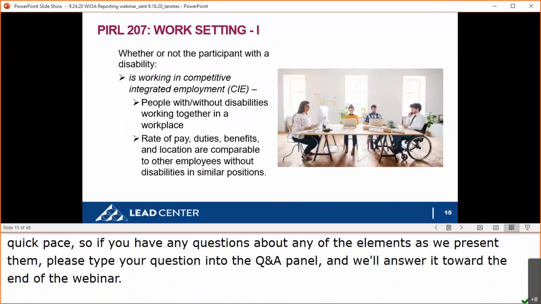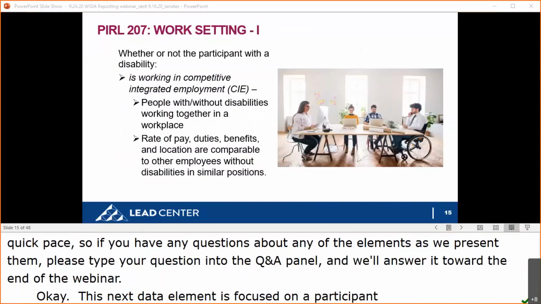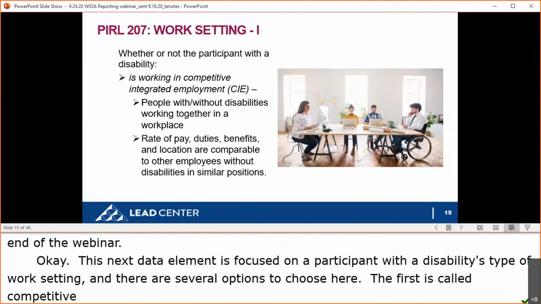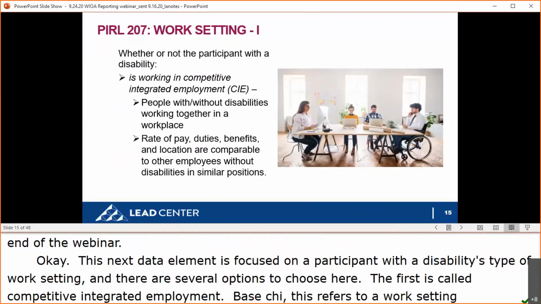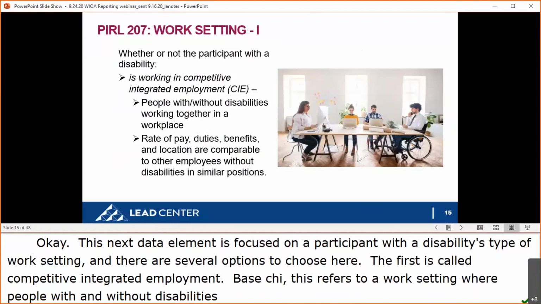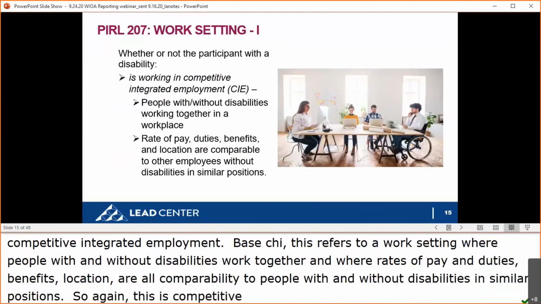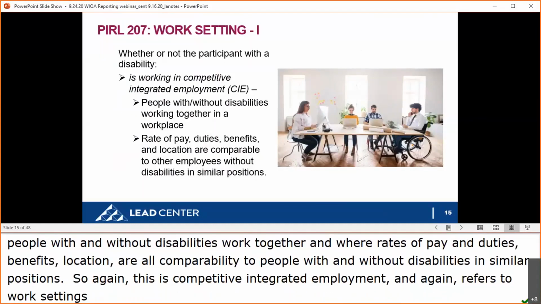Okay, this next data element is focused on a participant with a disability's type of work setting. And there's several options to choose here. The first is called competitive integrated employment. Basically, this refers to a work setting where people with and without disabilities work together, and where rates of pay and duties, benefits, location are all comparable between employees with and without disabilities and positions. So again, this is competitive integrated employment, and again, refers to work settings where people with and without disabilities work together.